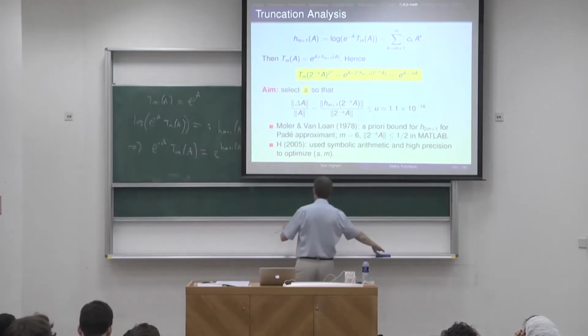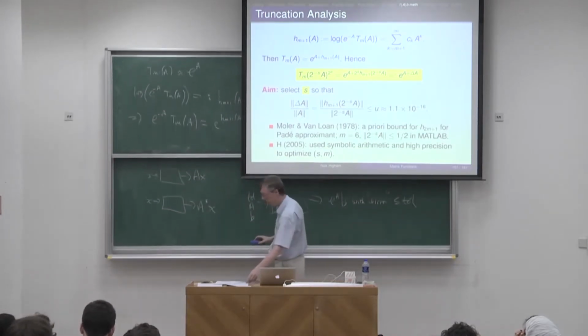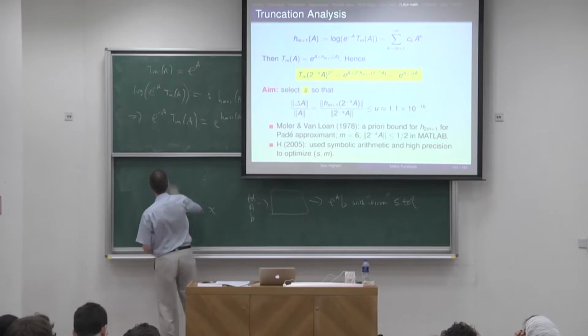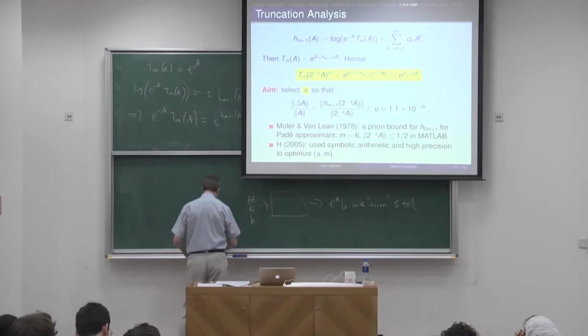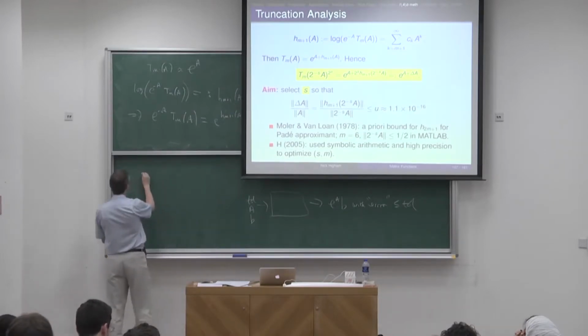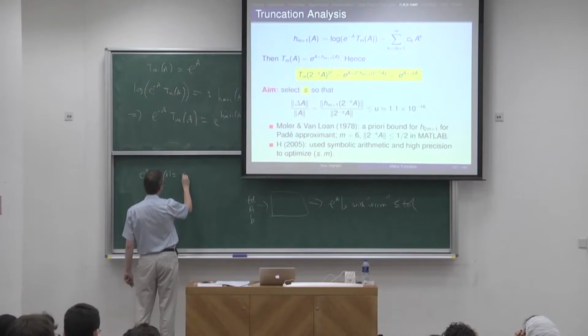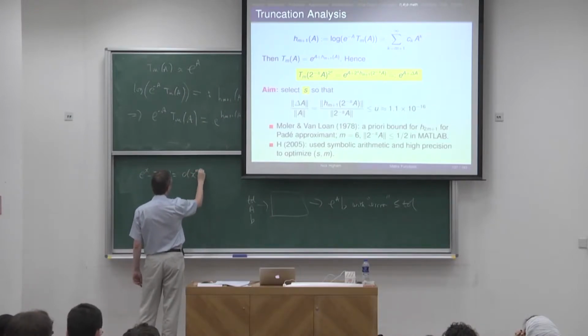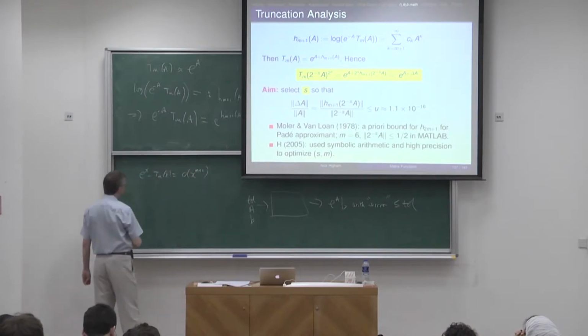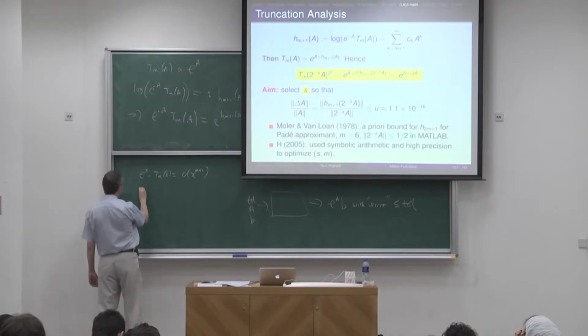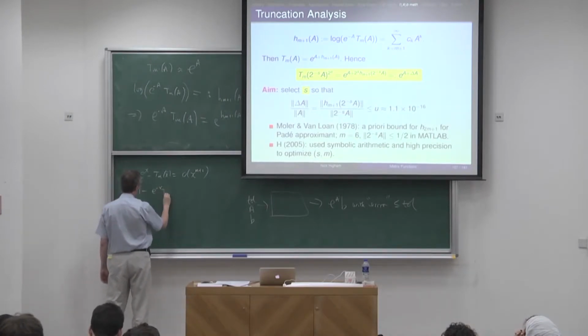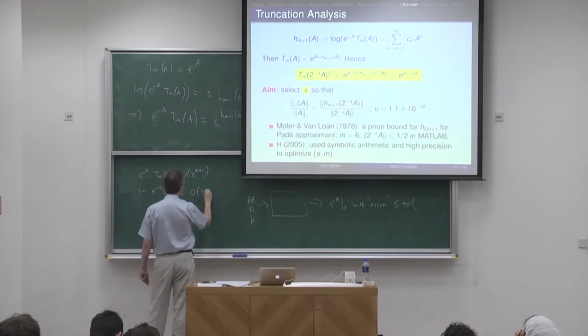The reason for that is, I think, easy to see. Because e to the x, just do this for scalars, e to the x minus t_m of x is a series that starts with, well, it's big O x to the m plus 1. So if I multiply through by e to the minus x, that will still be big O x to the m plus 1.